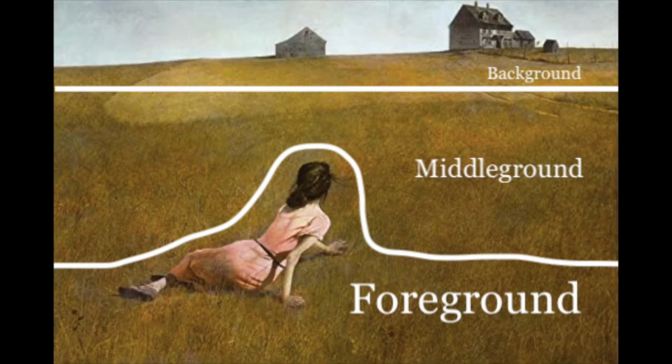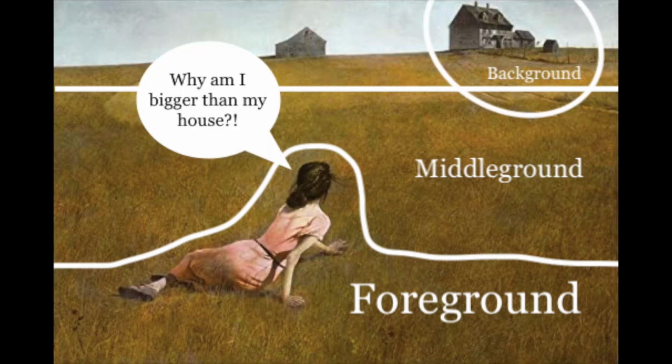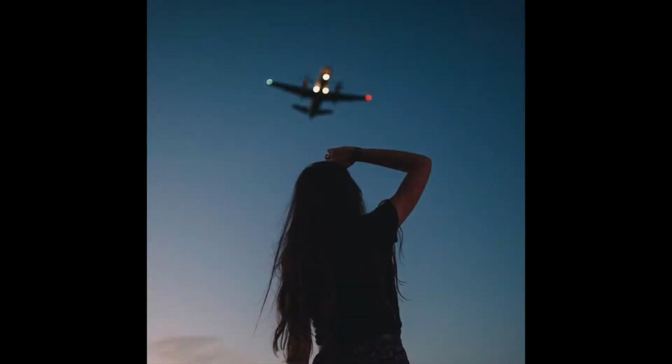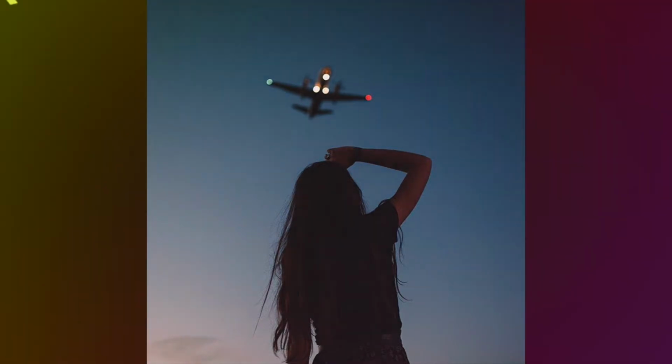But wait, I just noticed something kind of silly. Why is Christina bigger than her house? Is she a giant? Let's think. Imagine you're standing outside looking up at the sky. You hear an airplane flying by. How does it look? Big or small? Chances are it looks very tiny because it is very high up in the sky. Is it actually a teeny tiny toy airplane? No. It just looks that way because there's so much space between it and you.